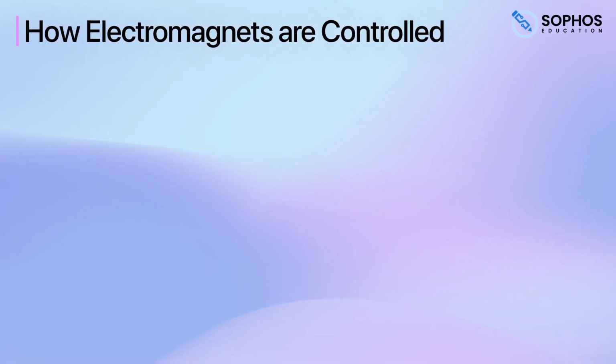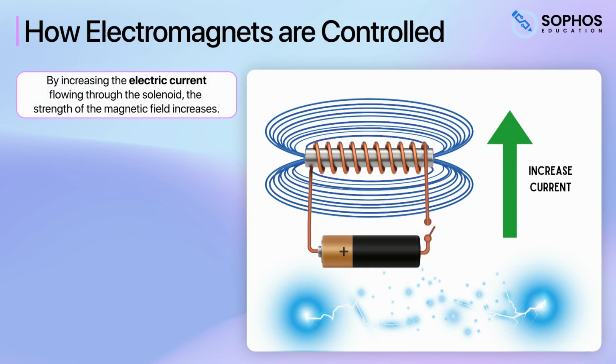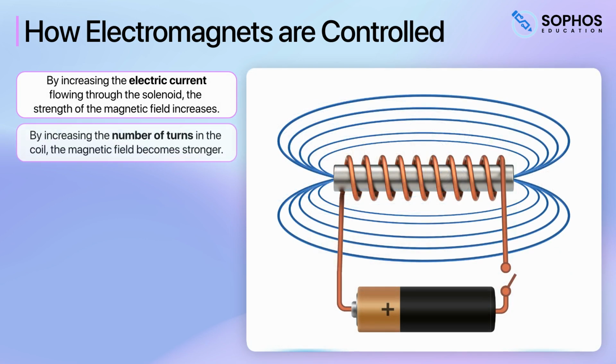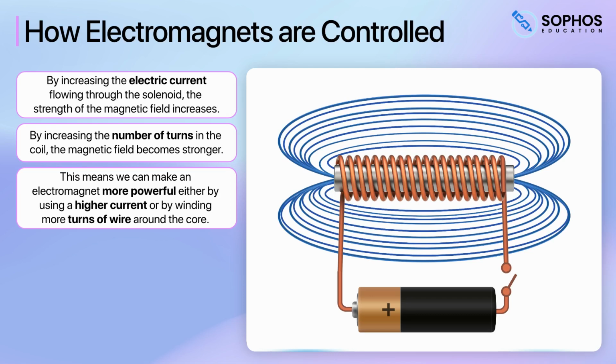The strength of an electromagnet can be controlled in a couple of ways. Firstly, by increasing the electric current flowing through the solenoid, the strength of the magnetic field increases. Secondly, by increasing the number of turns in the coil, the magnetic field also becomes stronger. This means we can make an electromagnet more powerful either by using a higher current or by winding more turns of wire around the core.